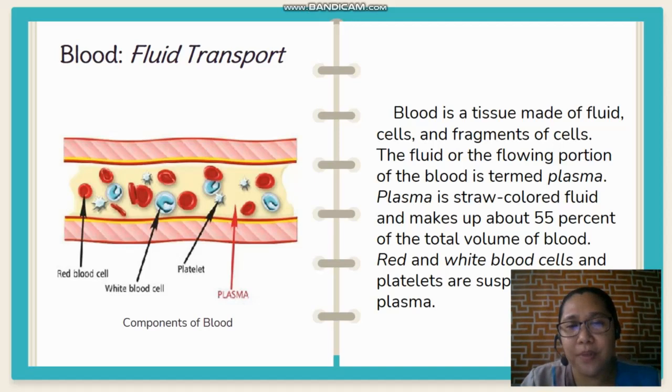Blood is described as a tissue made of fluid, cells, and fragments of cells. The fluid, or flowing portion of the blood, is called plasma. Plasma is a straw-colored fluid and makes up about 55% of the total volume of the blood. The red and white blood cells and platelets are suspended in the plasma, so they are located in the plasma.